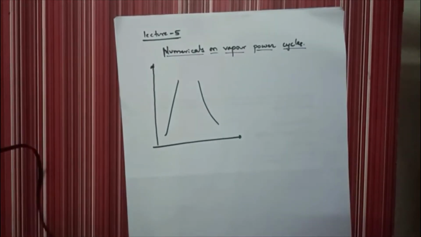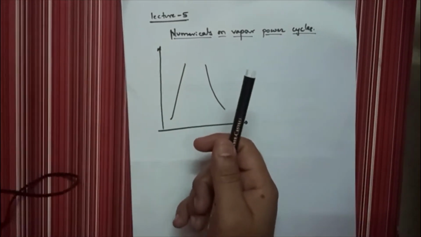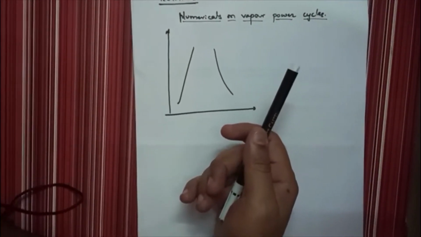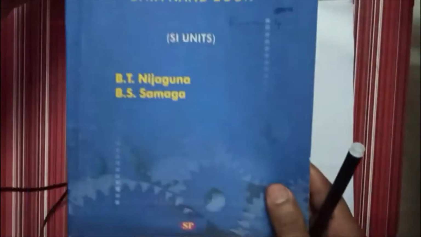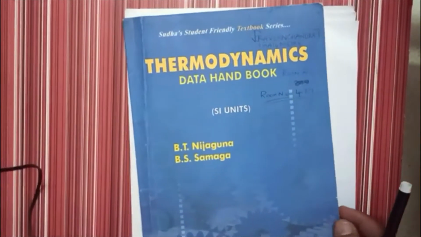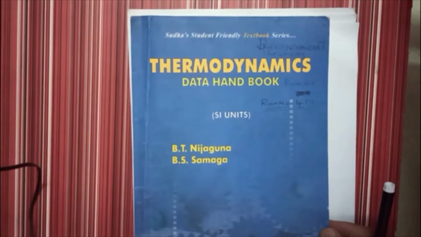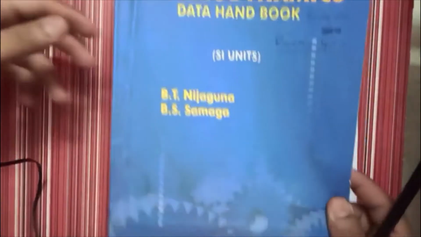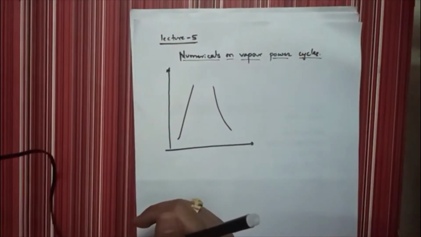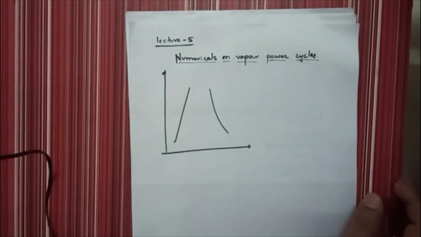So you have to purchase a thermodynamic data handbook. Here I will show you one thermodynamic data handbook. It is with me now. So this is the thermodynamic data handbook. This will be used for solving numericals on vapor power cycles. Sometimes data will be given in the question paper.